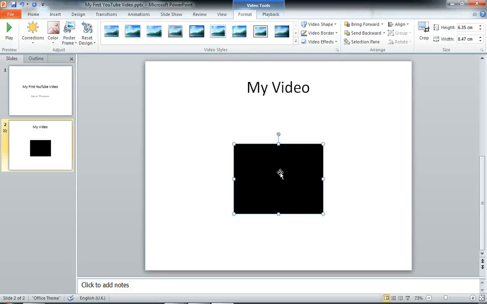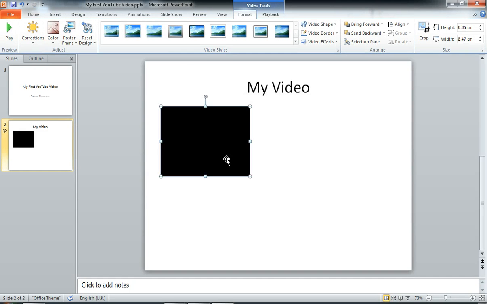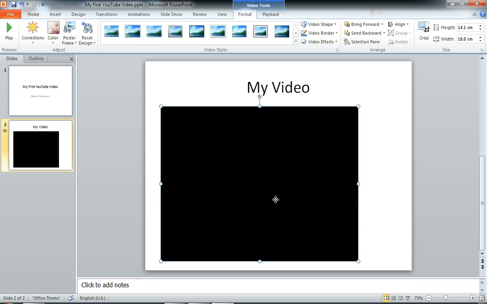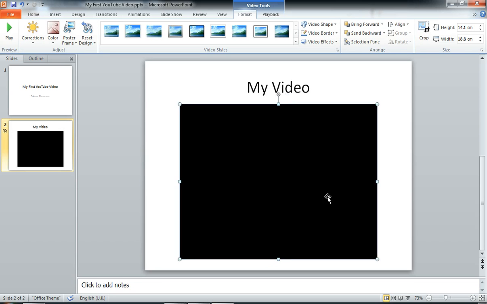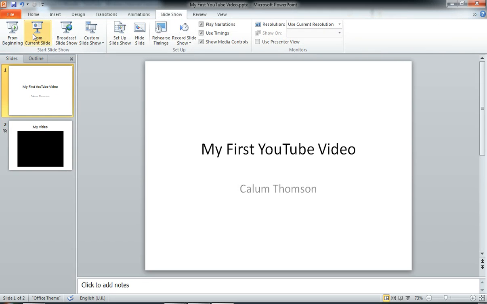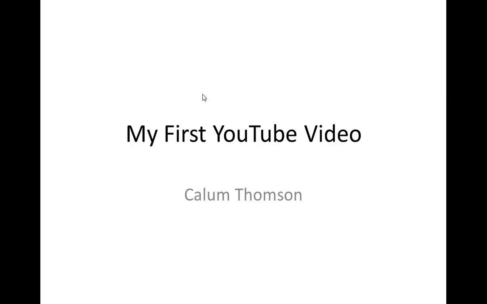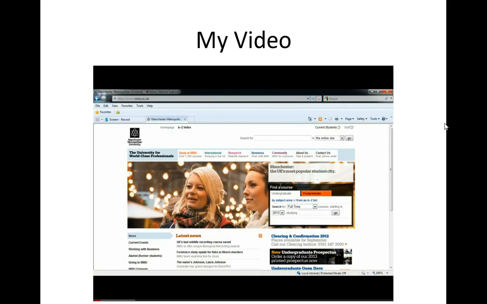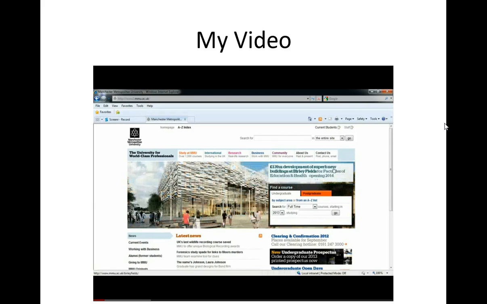If I insert that now, we get this black box, which is just an object for us in PowerPoint. If I drag it up and move it around to wherever I want it to be, now what will happen is if I go into slideshow, select from beginning, then I've got my first slide, and then on my next slide, the video will start to play automatically for me. Okay, so that's how we embed our YouTube videos directly into PowerPoint.